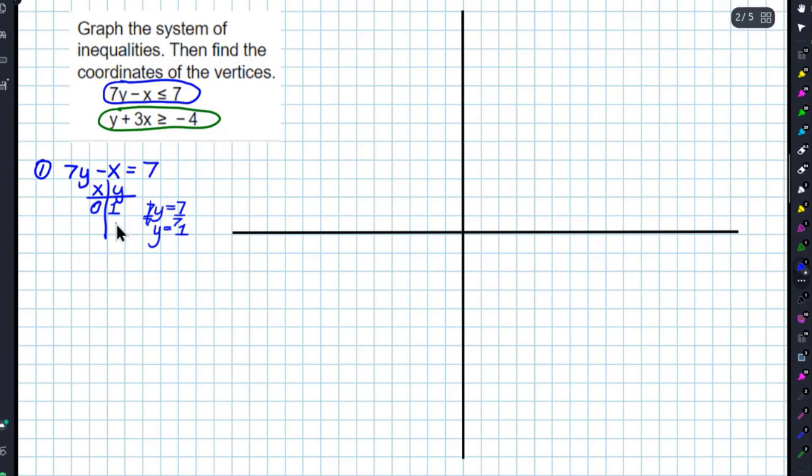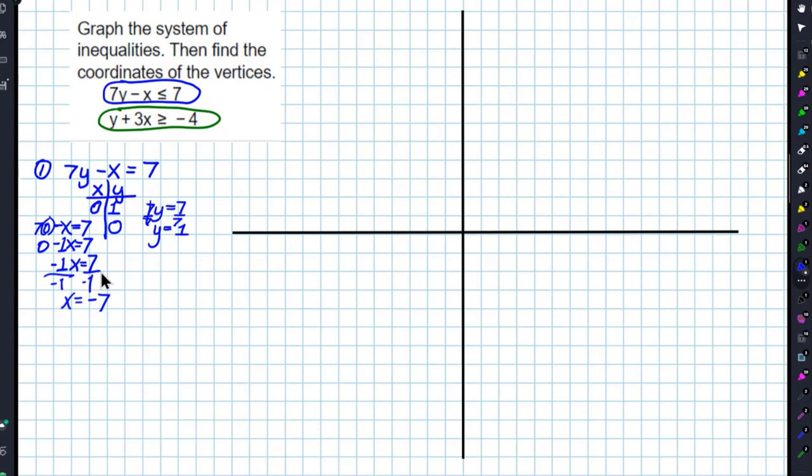That's if x is 0. Now, if y is 0, we'll have 7 times 0 minus x equals 7. So 0 minus 1x equals 7, which leaves me with negative 1x equals 7. I made my little doohickey too big, and it looks like it could be a 7, so let's just get rid of it. There. And then I'll divide both sides by negative 1, and that means x equals negative 7.